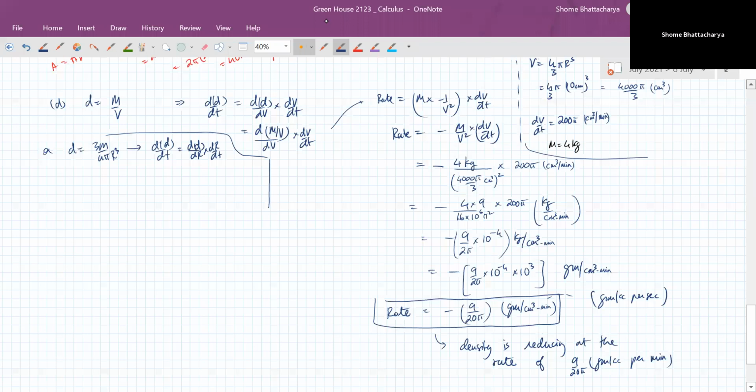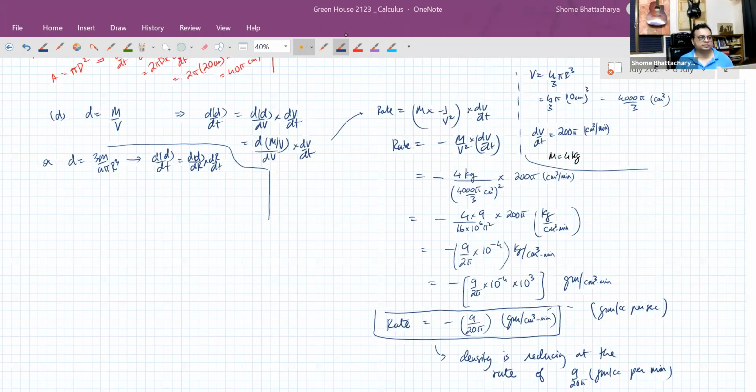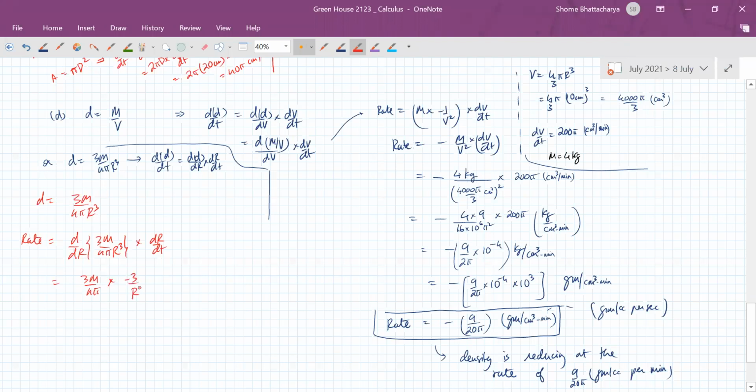Now let's also work this out by the second method, where we can reference it to the radius. So the density is 3m upon 4 pi r cube. The rate at which the density is changing will become d by dr of this thing into dr by dt. So 3m upon 4 pi comes outside. Differentiation of 1 by r cube will be minus 3 by r to the power 4, into dr by dt.